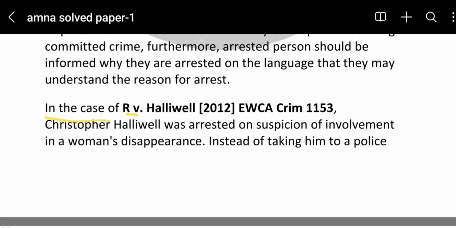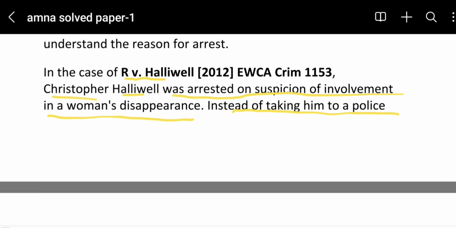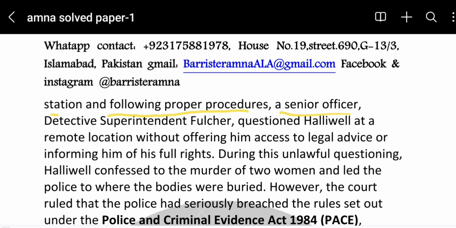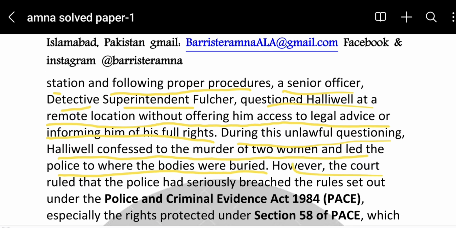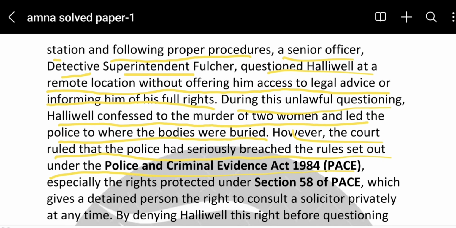Now we will see a case law. In this case of R v Halliwell [2012] EWCA Crim 1153, Christopher Halliwell was arrested on suspicion of involvement in a woman's disappearance. Instead of taking him to a police station and following proper procedures, a senior officer, Detective Superintendent Fletcher, questioned Halliwell at a remote location without offering him access to legal advice or informing him of his full rights. During this unlawful questioning, Halliwell confessed to the murder of 2 women and led the police to where the bodies were buried. However, the court ruled that the police had seriously breached the rules set out under the Police and Criminal Evidence Act 1984, PACE, especially the rights protected under Section 58 of PACE.